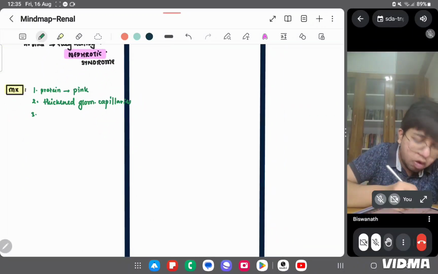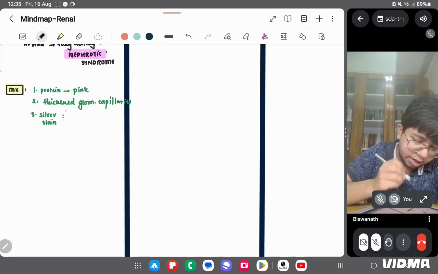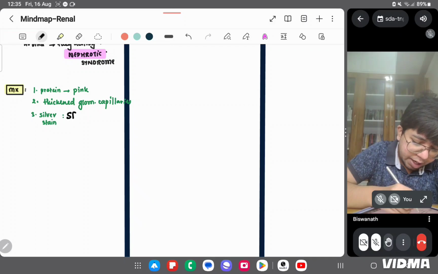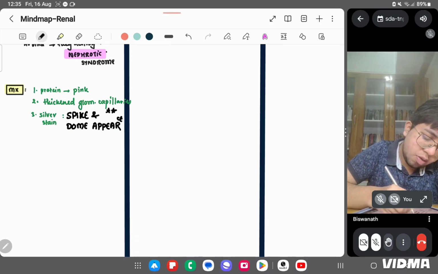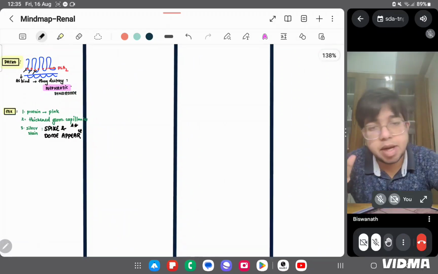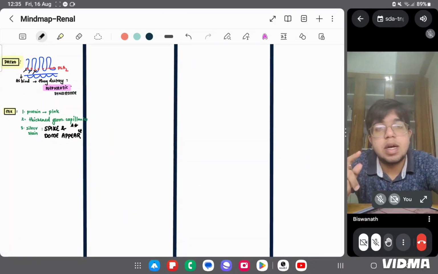If you do silver stain, and increasing the font and writing, spike and dome appearance. Spike and dome appearance, and this is a characteristic appearance associated with this condition, right? Okay. Let's come to the kidney.